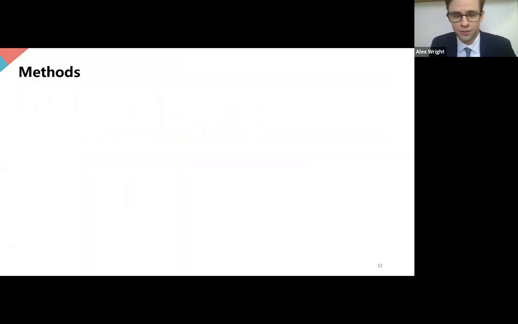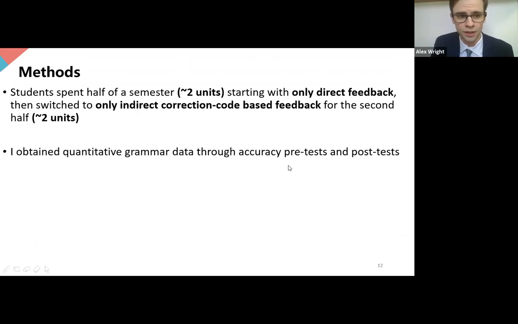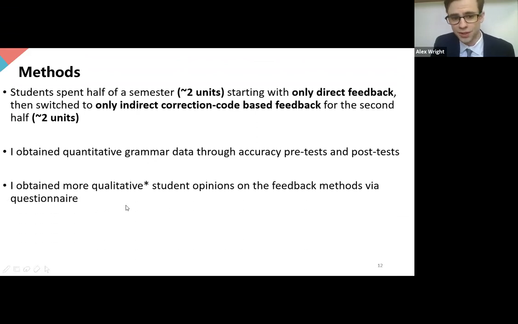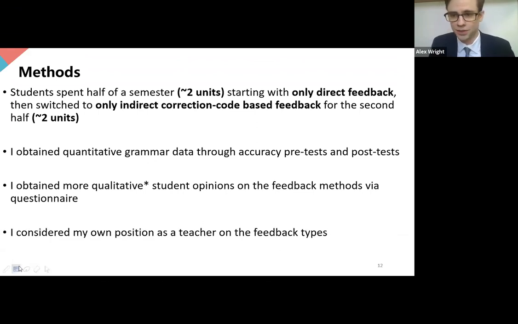So I'll get into the methods of what I did. I decided to spend half of my semester, about 2 units, with only direct feedback and switch to only indirect correction code-based feedback for the second half, about 2 units. I obtained quantitative grammar data through accuracy pre-tests and post-tests, and obtained more qualitative student opinions via questionnaire. I say qualitative, but I'll be representing this data as the number of students with certain opinions. That's why it has a star. And I considered my own position, how the feedback types affected me.